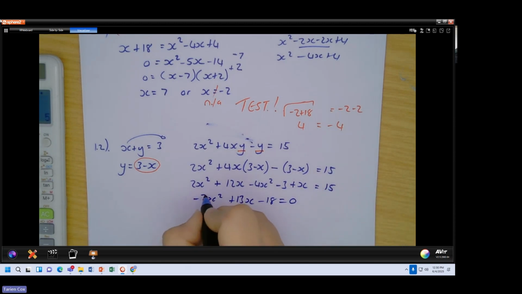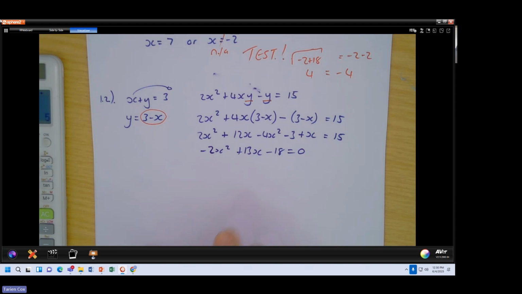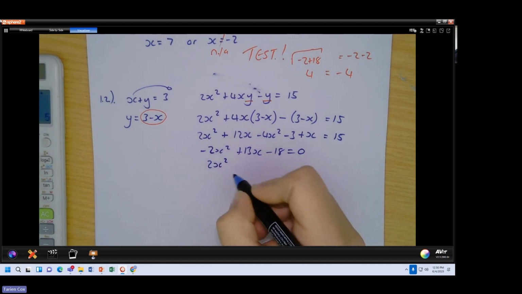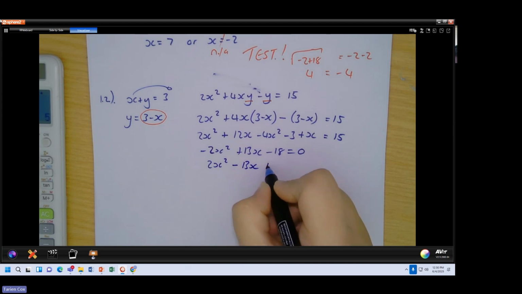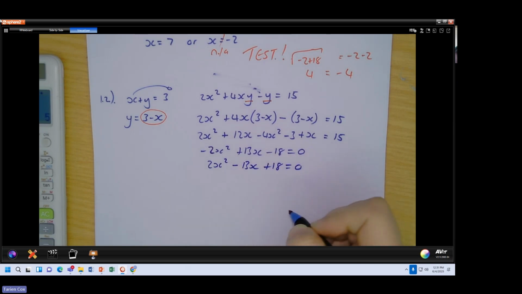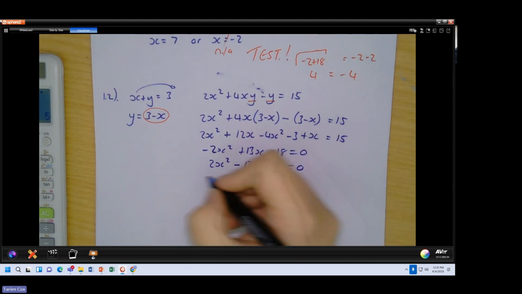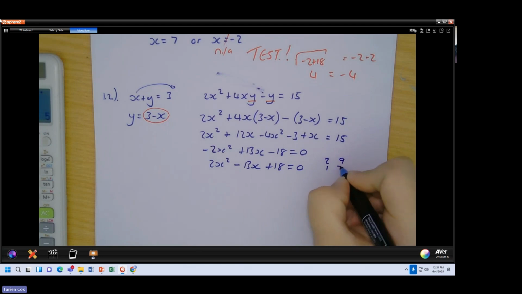Then if I want to factorize my trinomial, I cannot factorize with a negative, which means I'm going to have to divide with a negative 1 throughout, which only changes the signs of my terms. So that becomes a negative 13x and a positive 18. So now I must look for factors. The factors of 2 is 2 and 1. The factors of 18 is 9 and 2.